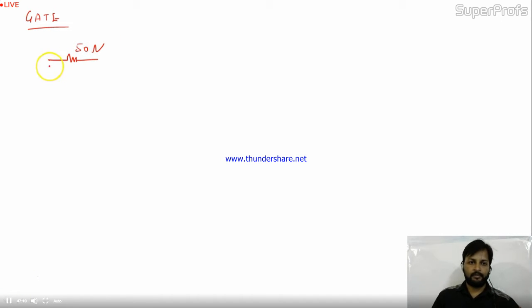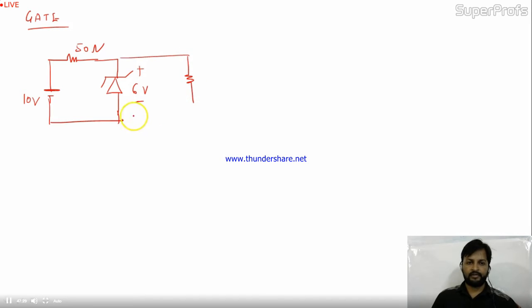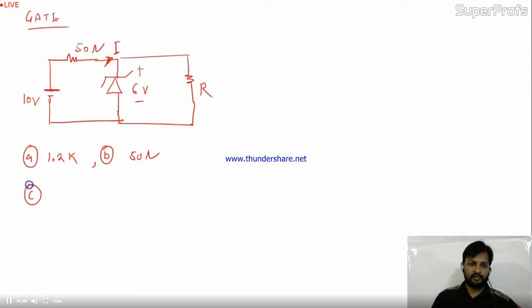This is 50 ohm connected with a 10 volt battery. Here the Zener diode is given with its breakdown voltage. The Zener diode will always work in reverse bias, and its breakdown voltage is 6 volt. It is connected with a resistance R. Okay, this is the circuit, and the current I is given in the question. The options are A equal to 1.2K, B equal to 50 ohm, C equal to 80 ohm, and D equal to 0 ohm. So obviously they're asking for this R only.